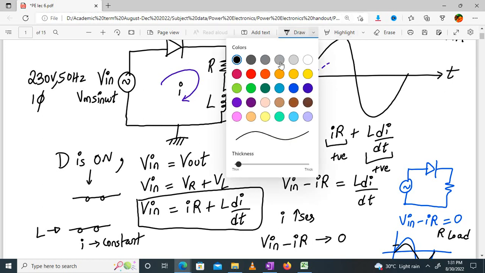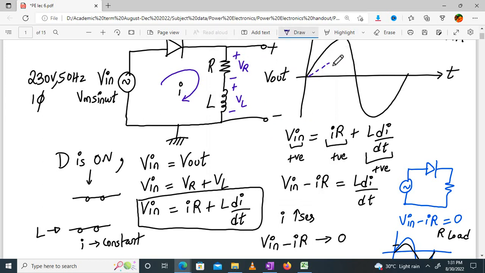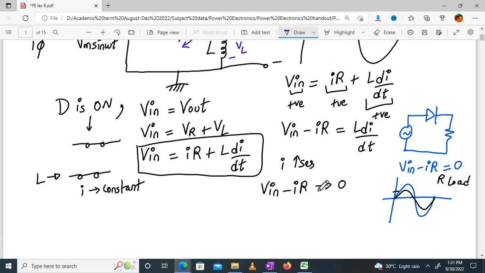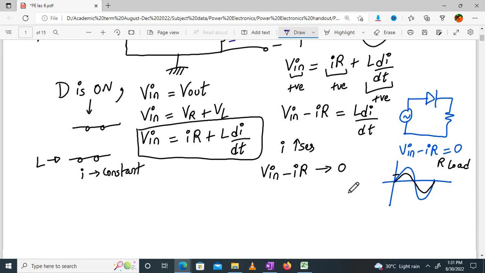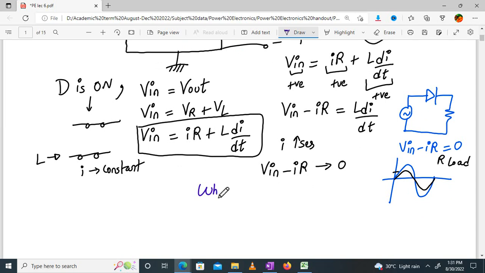Let me draw that current over here. Let's say it's increasing and it has reached the maximum point. At this point, my V in minus IR is approaching 0. What is the meaning of this statement? V in minus IR is becoming 0. Whenever V in minus IR has reached 0, my current will be maximum.